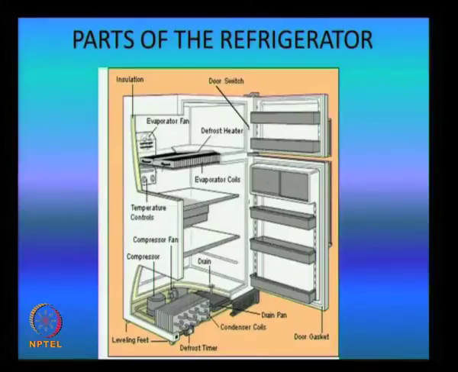And you can see the parts of the refrigerator. The main parts are the evaporator, compressor, condenser and expansion valve. It is a thermally insulated compartment and a heat pump which transfers heat from the inner body to the outer environment and cools the fridge inside.